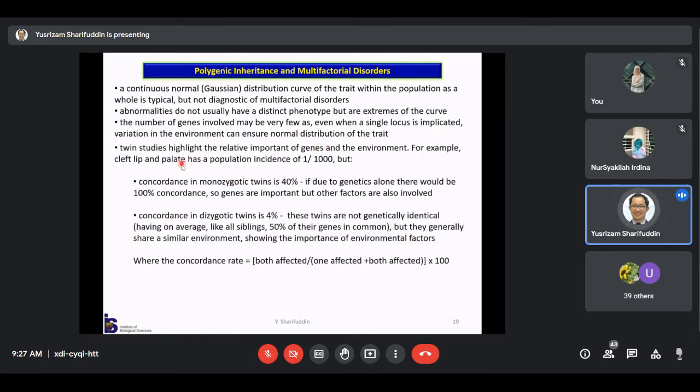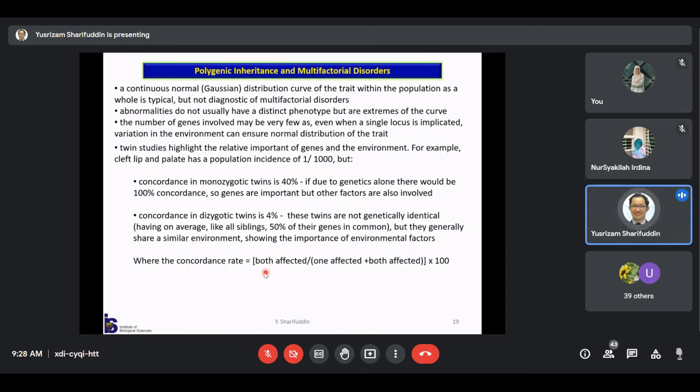Twin studies highlight the relative importance of genes and the environment. For example, cleft lip and palate has a population incidence of 1 in 1,000, but concordance in monozygotic twins is 40%. If it were due to genetics alone, there would be 100% concordance. So genes are important, but other factors are also involved. Concordance in dizygotic twins is 4%. These twins are not genetically identical, having on average 50% of their genes in common, but they generally share a similar environment, showing the importance of environmental factors.